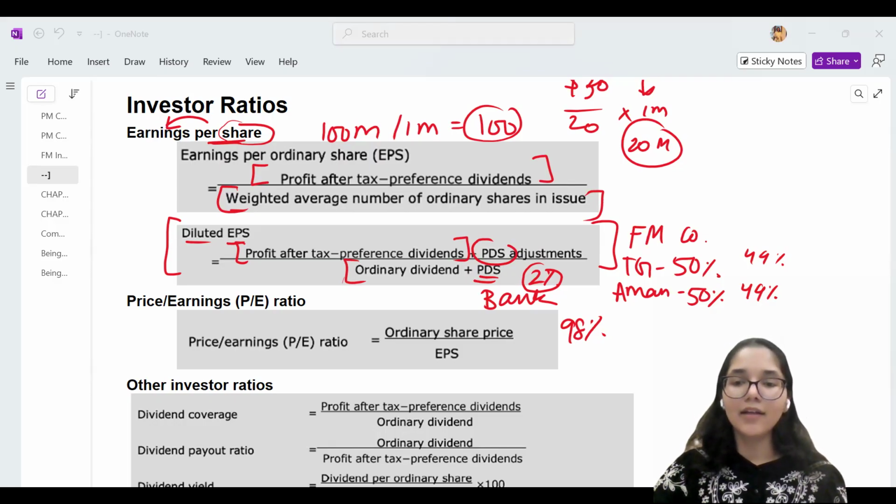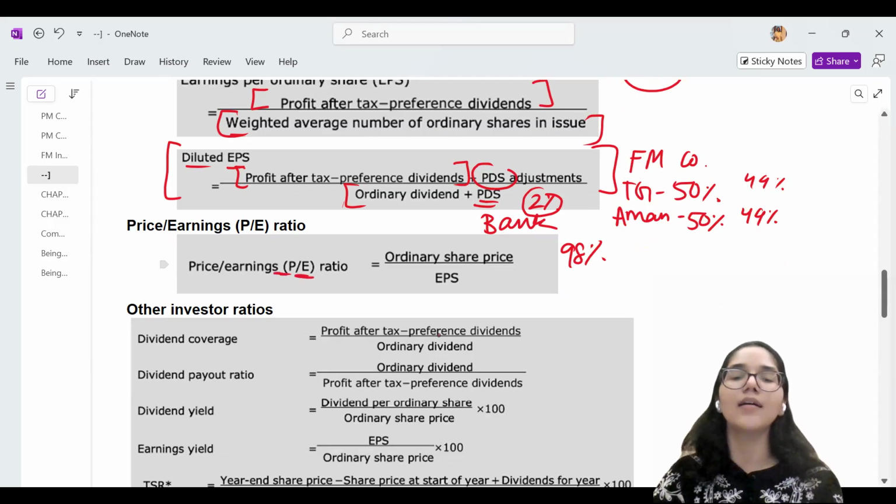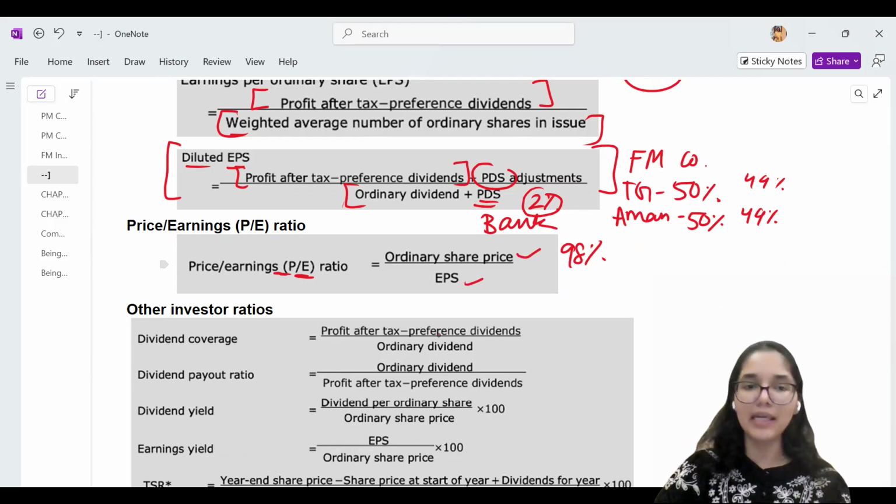Then the next category of ratio that we have is the price earning ratio. So the name itself is giving you the formula. Numerator is the price, denominator is the earning. So in the numerator, you take the share price, and in the denominator, you take the earning per share. So this is how you calculate the PE ratio.